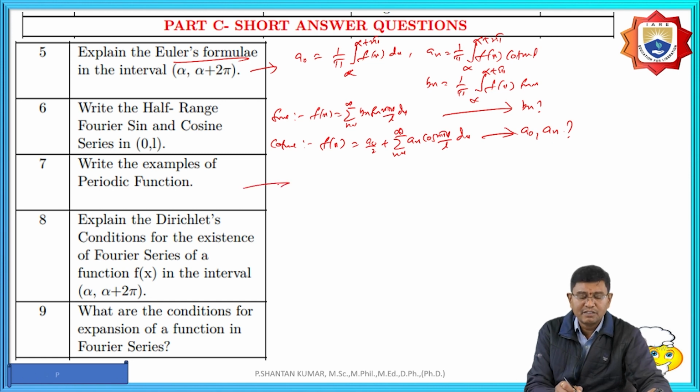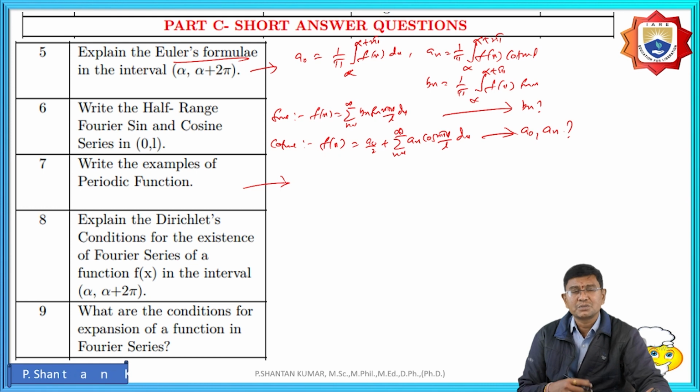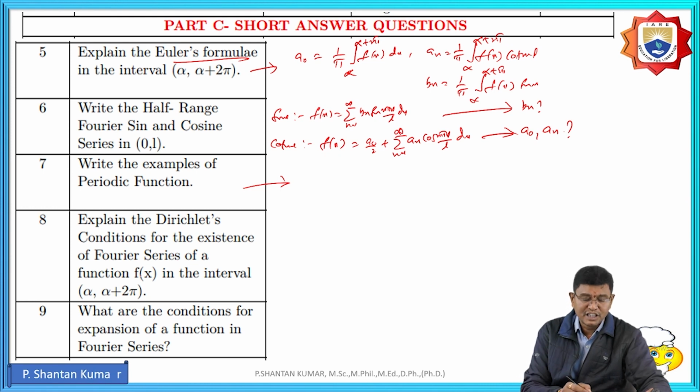Next, write examples of periodic functions. The examples of periodic functions are sin x, cos x, whatever it may be. Next, Dirichlet conditions. Explain the Dirichlet conditions and the existence of the functions, like the first, second, third and fourth conditions.